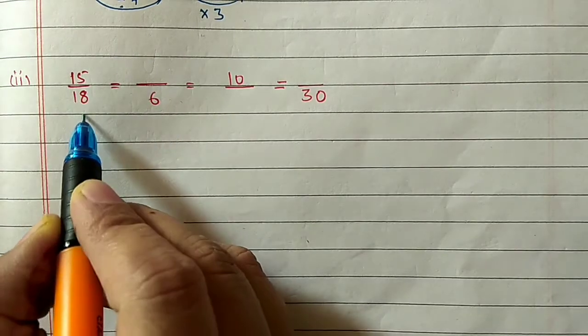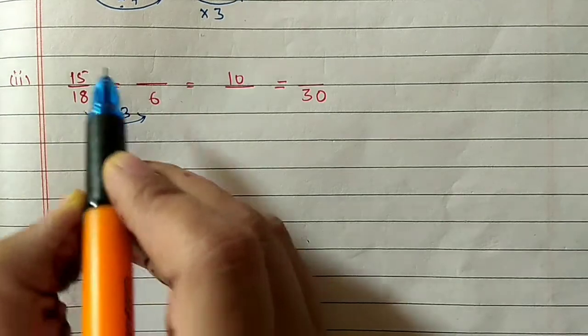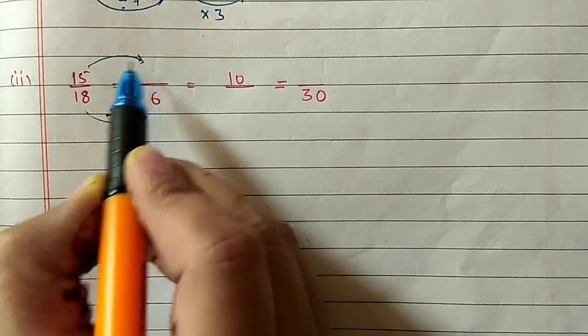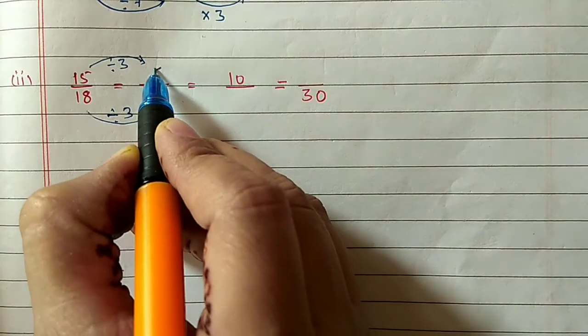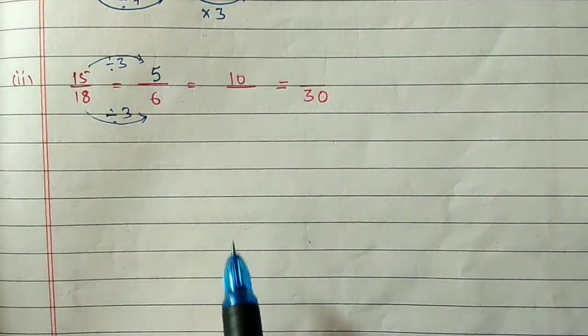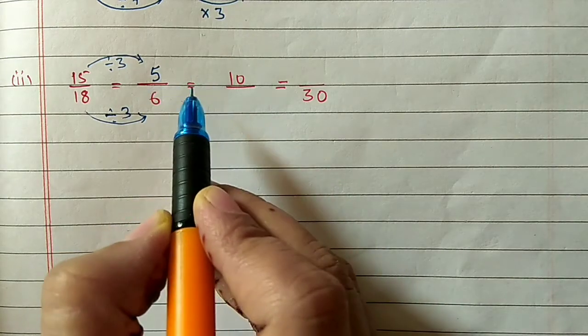So 18, if you divide with 3, then you will get 6. Same thing we will do for the numerator also. This numerator we will divide with 3. 15 divided by 3 is 5.